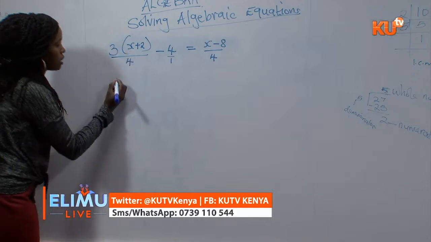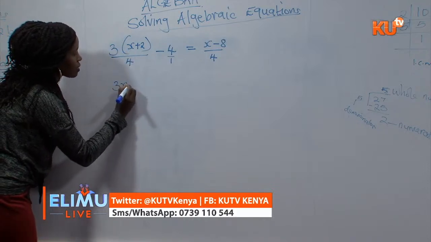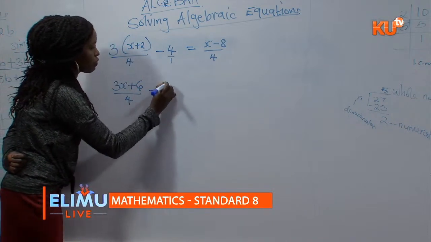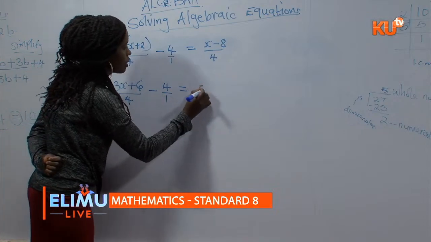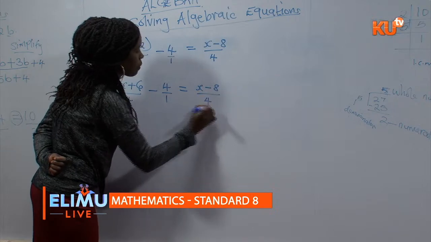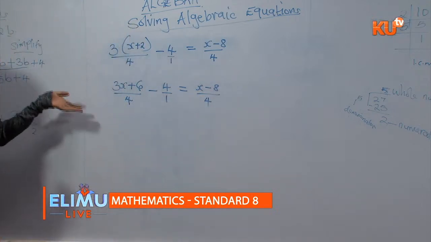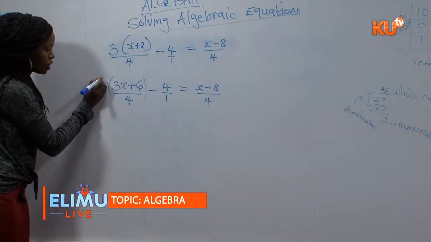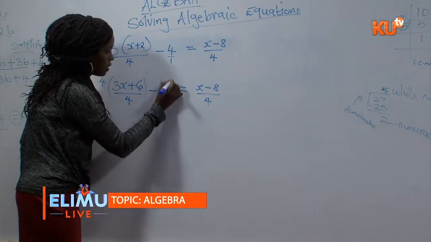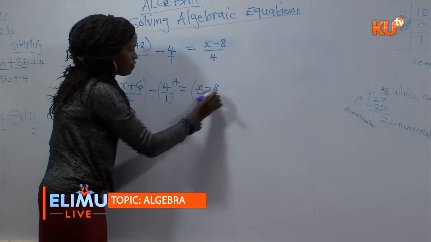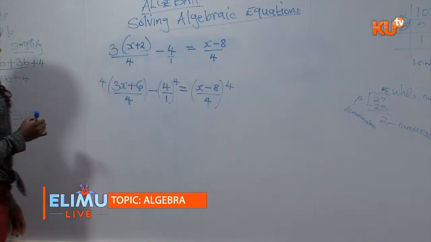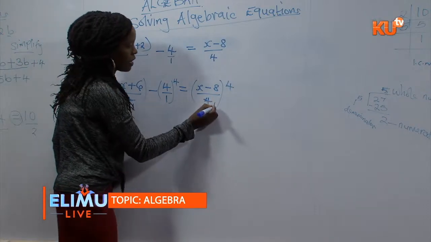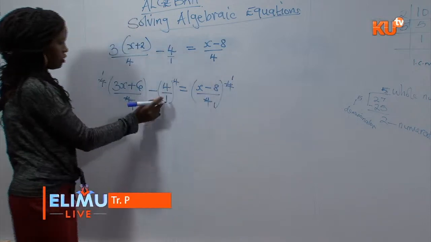So x times 3, we get 3x, plus 2 times 3, we get 6, over 4, minus 4 over 1, is equal to (x - 8) over 4. All the fractions now we multiply by the LCM. You can put your own brackets, multiply this one by 4, this one by 4, and the other fraction by 4. The 4s cancel, and this one we can't simplify because it is over 1.